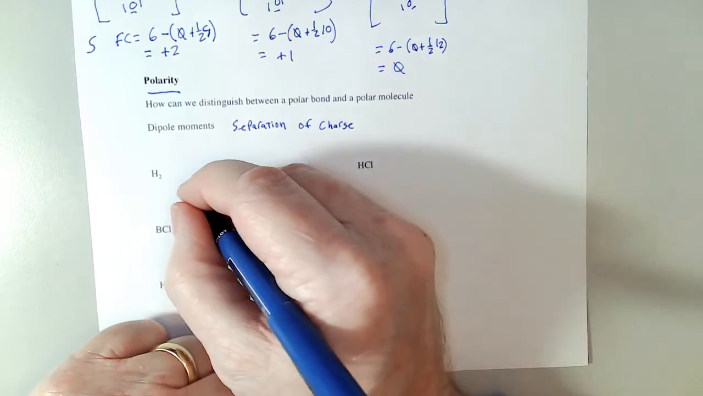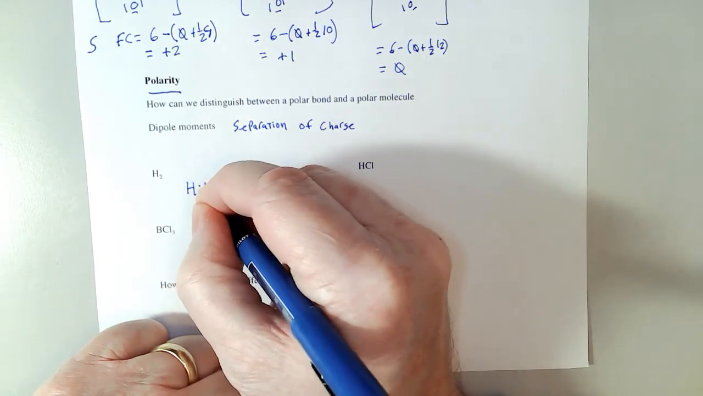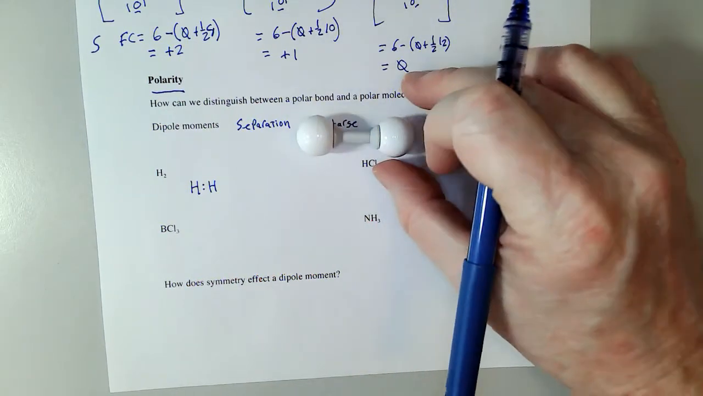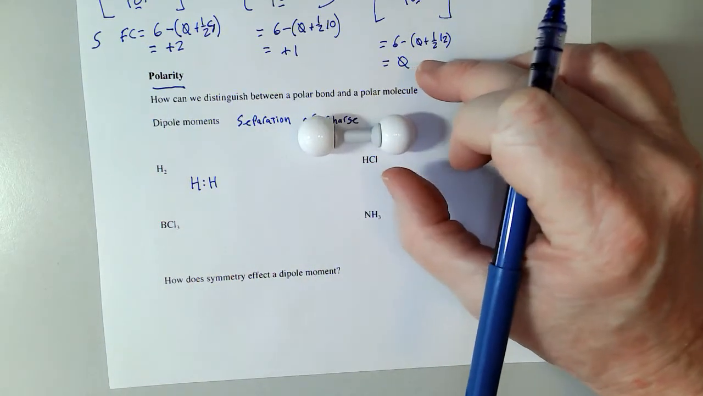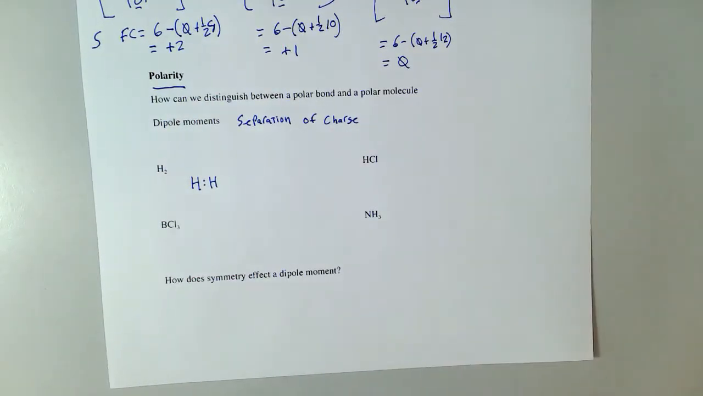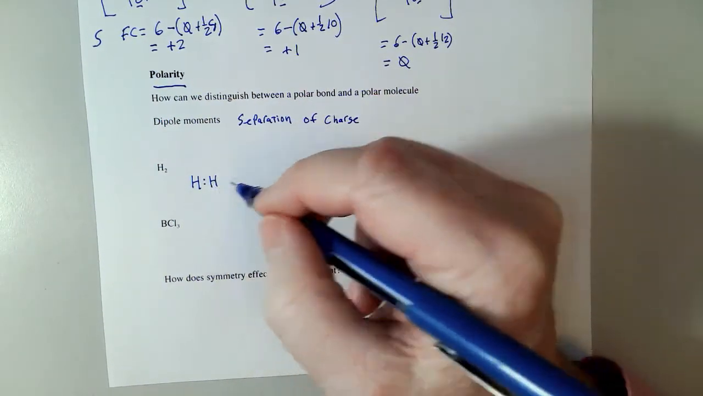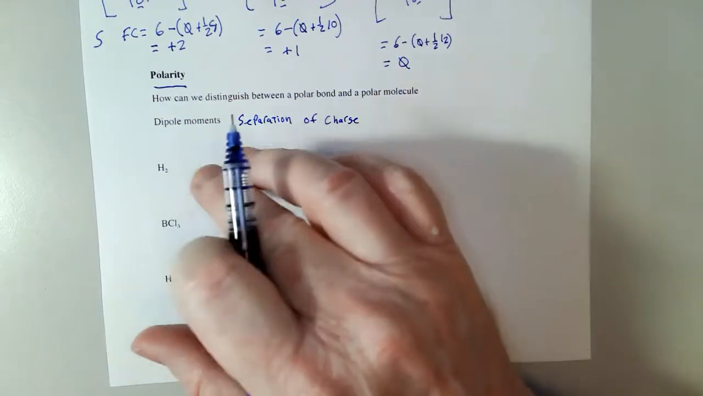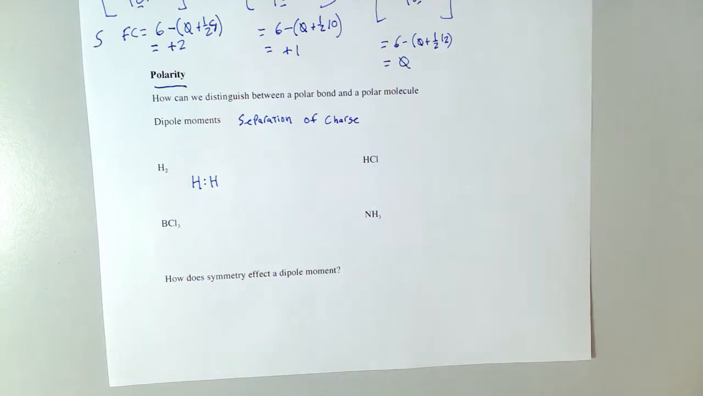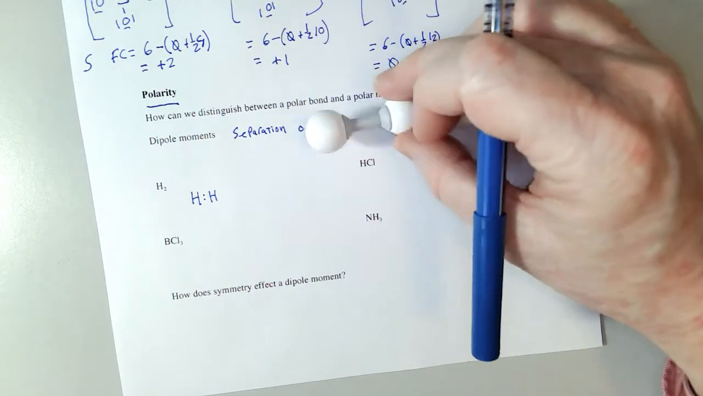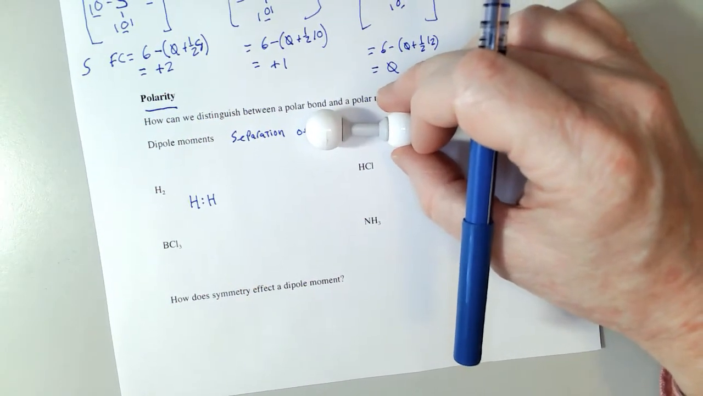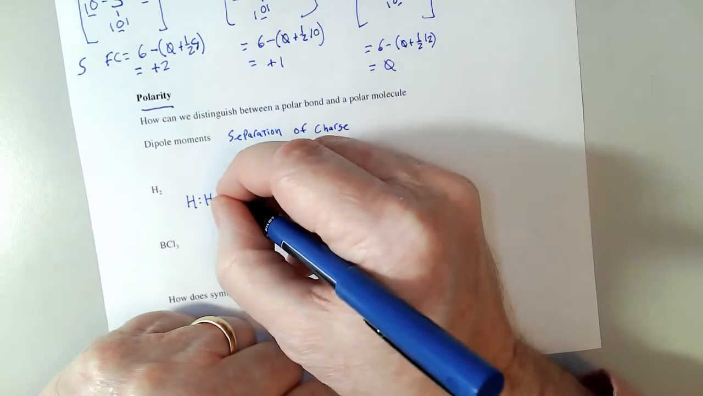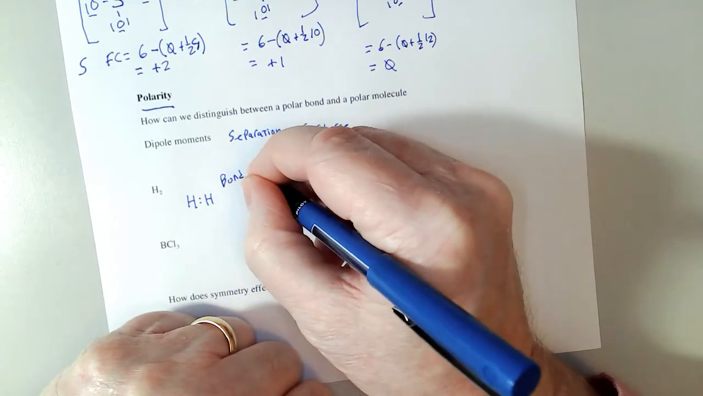Now when I look at H2, that's the structure for it. Now that could be represented by this model right here. Now what's going on is that the electronegativities of both atoms are perfectly the same. So the pull of electron density is even in both directions. So no matter how I look at this, the electrons are being evenly distributed in the bond. So the bond is nonpolar.